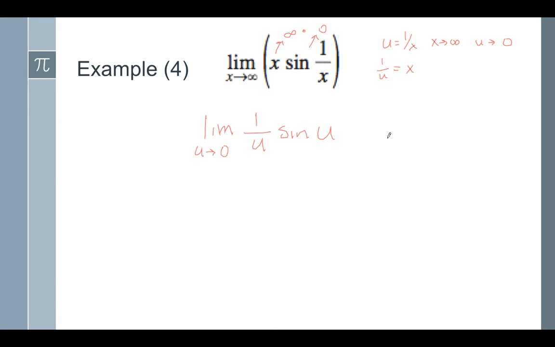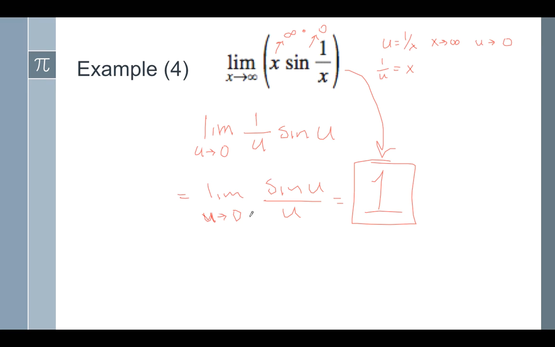Now, that doesn't look a lot easier. However, if I was to write this in a little bit different fashion, because 1 over u times sine of u is the sine of u over u, and we know this from way back in the beginning of the year, the limit as the variable goes to 0 of sine u over u is equal to a very nice 1. And that's the answer for that particular problem.